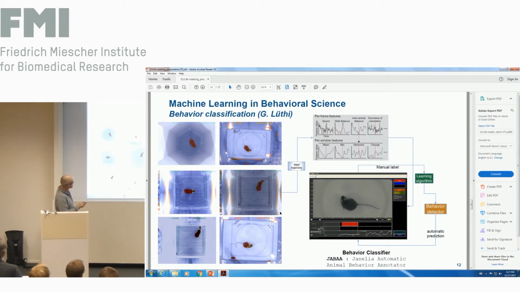Once you have all the trajectories, you can input them and calculate further features that were used in a behavior classifier called JAABA, the Janelia Automatic Animal Behavior Annotator. Within this, you annotate different types of behavior, and you have an automatic prediction of your behavior detector. A bit like in Ilastik, but for behavior classification.